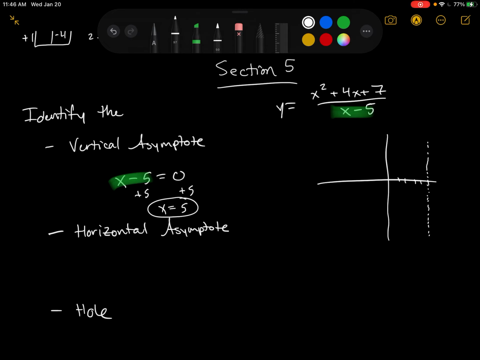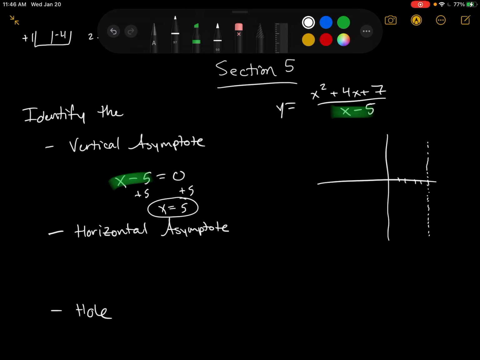specifically by 1, we have a slant asymptote, and in order to find that, we actually do some division. So we divide the numerator by the denominator. If the numerator is bigger than the denominator by more than 1, we actually don't have a horizontal asymptote.